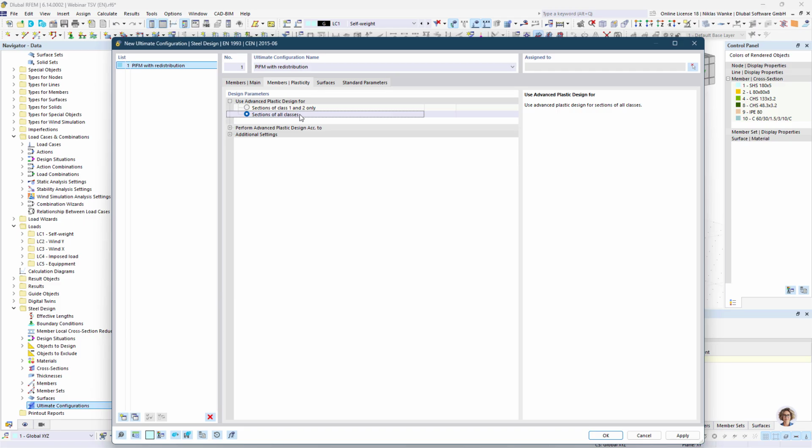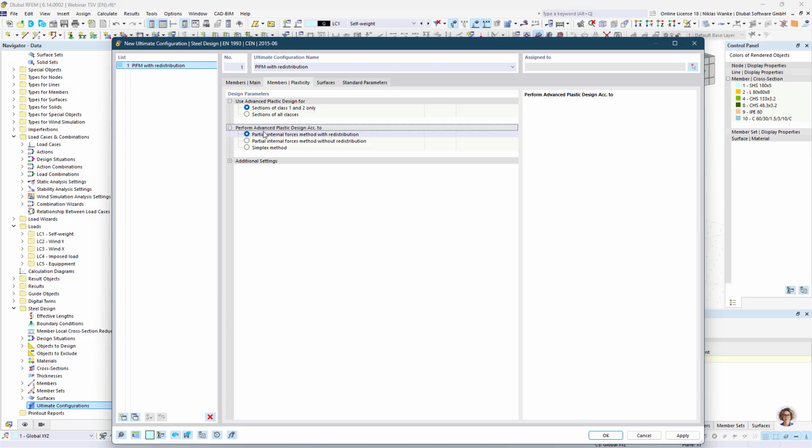And this is not permitted according to most standards, or I think to all standards that I know. So yeah, this is more for testing purposes, and theoretically the method can also be used for cross sections of class 3 and 4. But if you want to do the design according to the standard, you will always use the first option, sections of class 1 and 2 only.